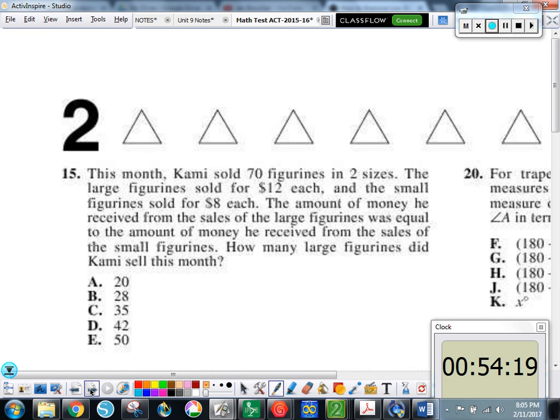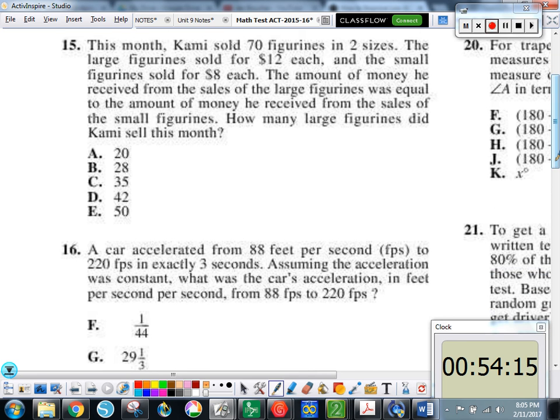All right, next page. All right, take 1 minute, go.